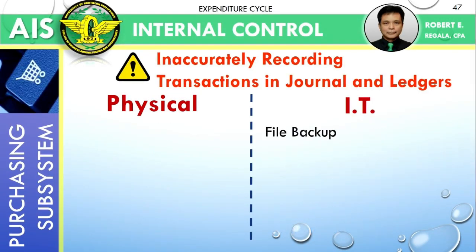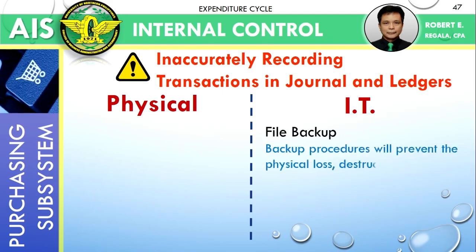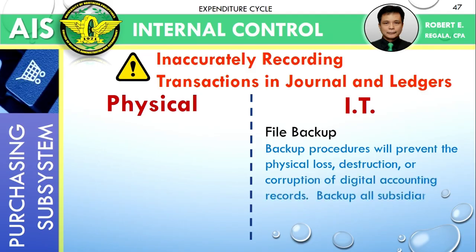File backup. The physical loss, destruction, or corruption of digital accounting records are serious concerns. File backup procedures need to be in place as part of the daily processing of transaction data. The accountant should verify that such procedures are performed for all subsidiary and general ledger files.